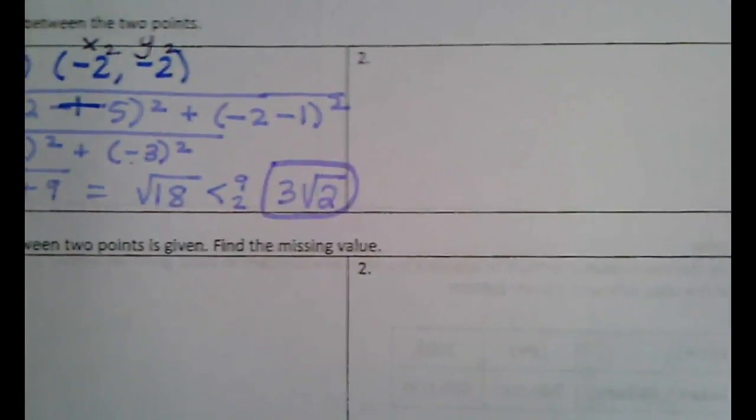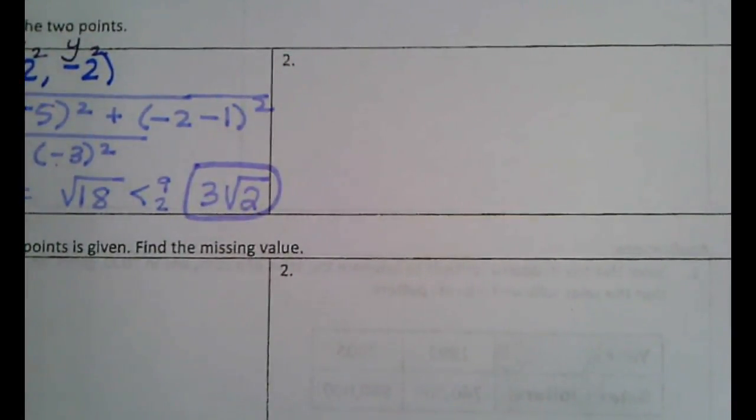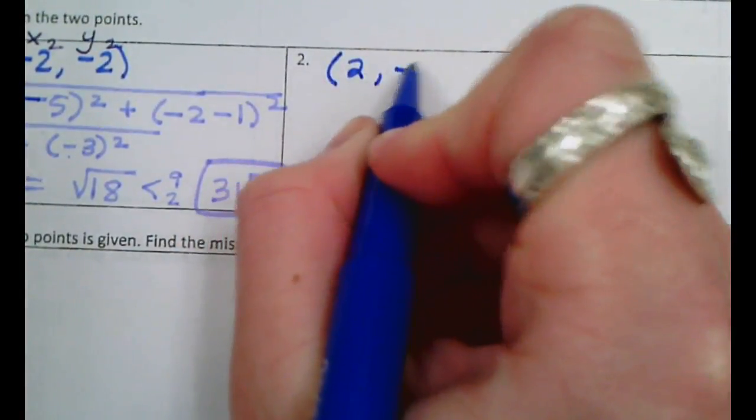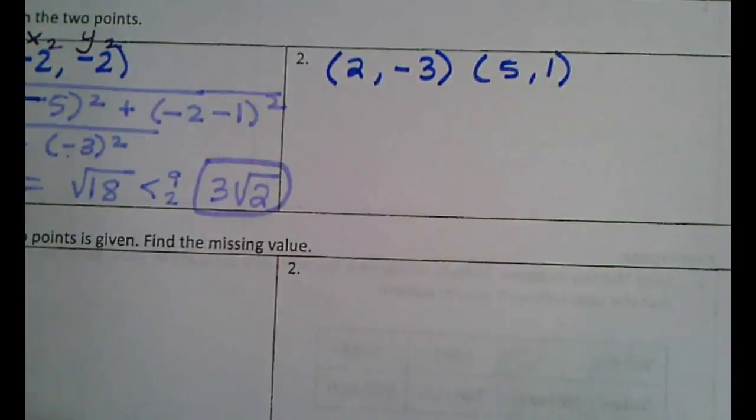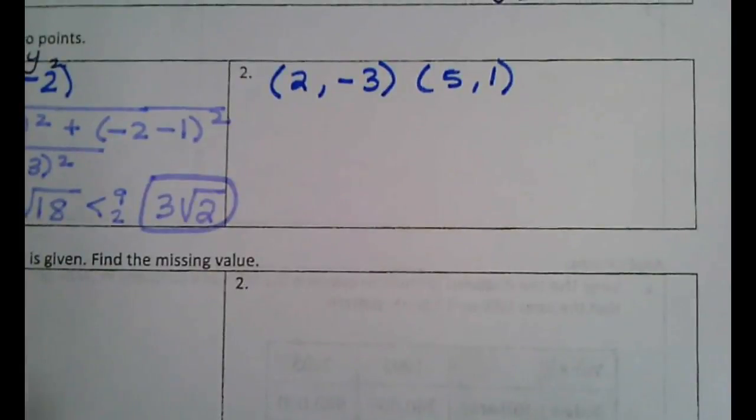All right, here's the next one. Given the 2 ordered pairs, 2, -3, and 5, 1, I want you to pause the video and practice finding the distance on your own. Push play when you are ready to see the answer.